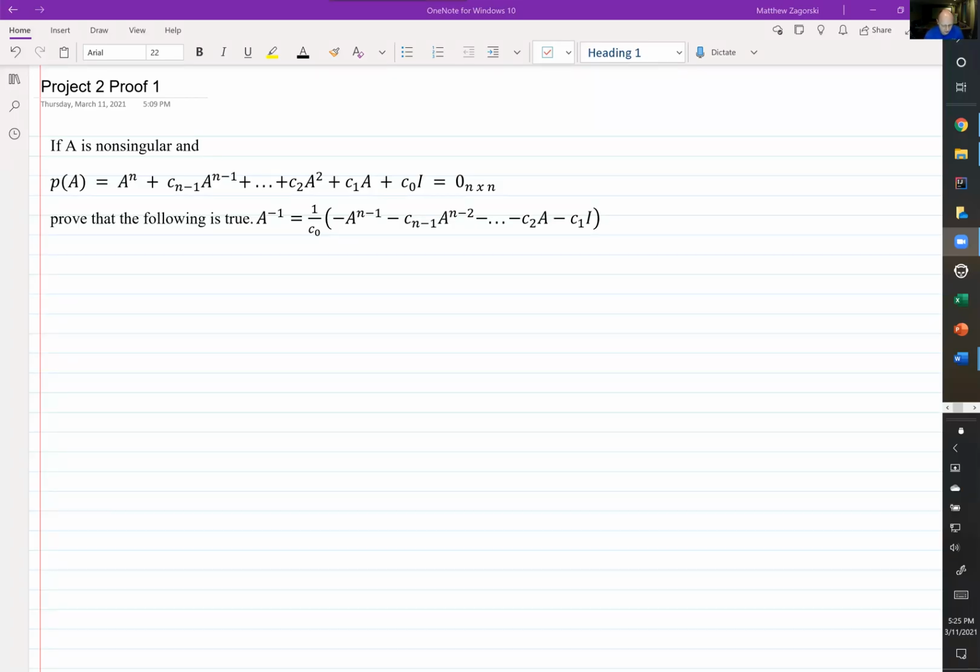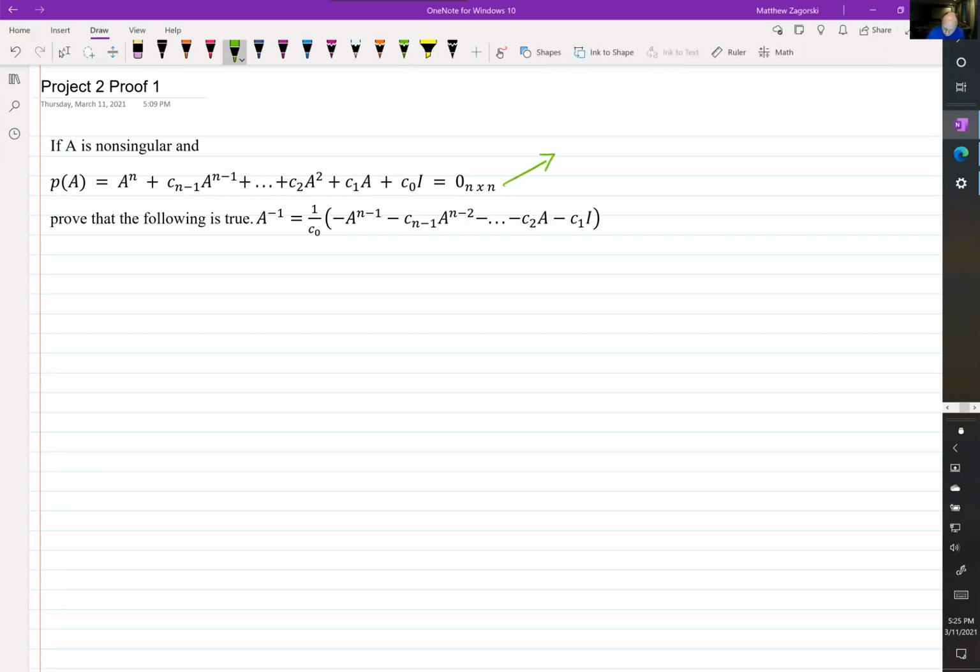So today I'm going to prove that if A is non-singular and this right here is the Cayley-Hamilton equation. Actually, I misspelled Hamilton. Okay, so looking at this equation and looking at what we have to prove, they look very, very similar.